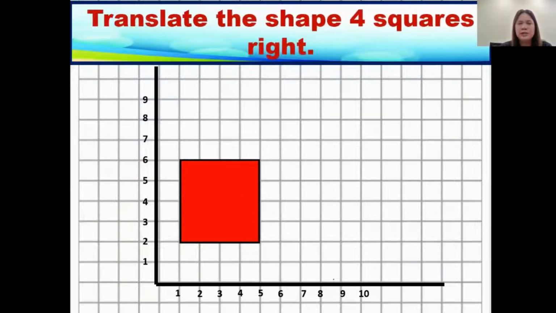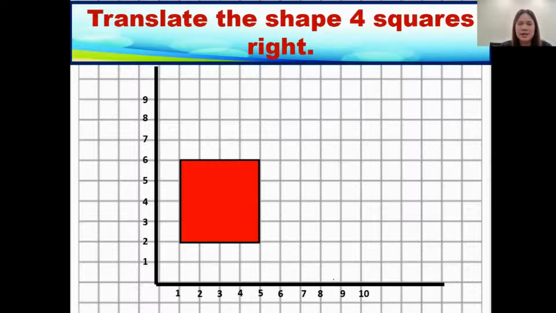So we are going to translate the shape 4 squares right. Sometimes you don't need to move all the corners or the vertices 4 squares right. Sometimes you just have to move one corner and you can draw the shape, but you have to be extra careful on how to do it. But if you really want to be sure that your answer is right, I would suggest you better move all the corners following the given direction, how many squares you are going to move it right.